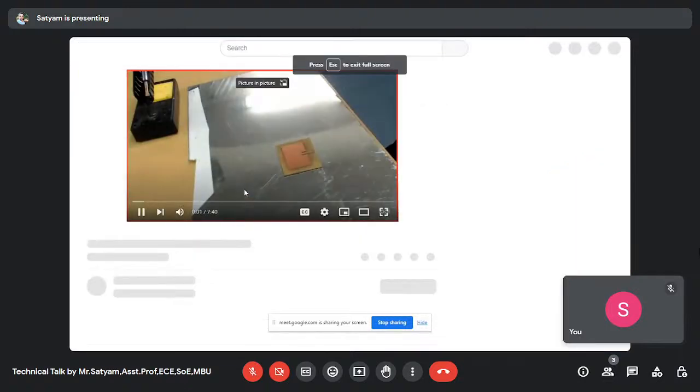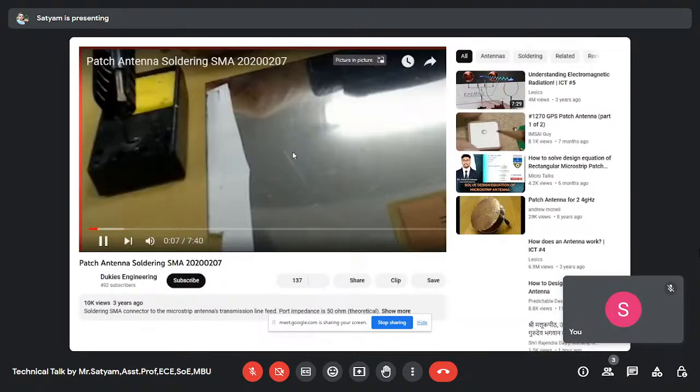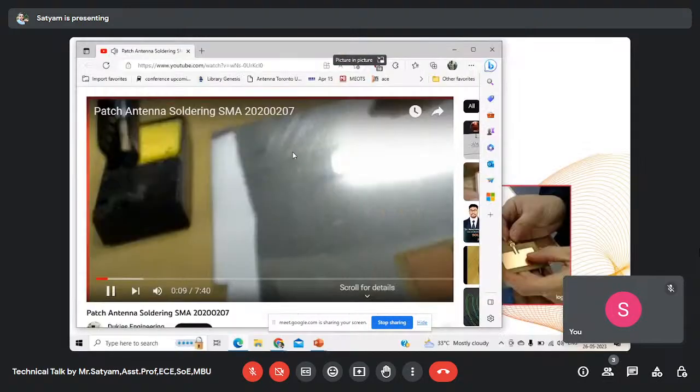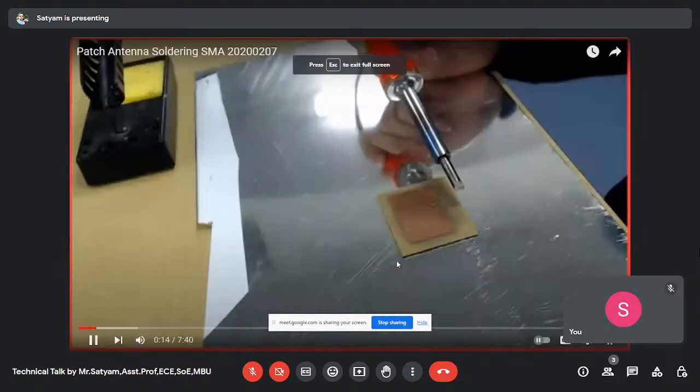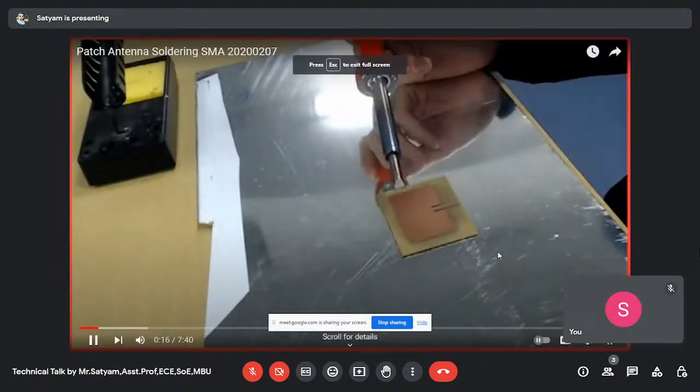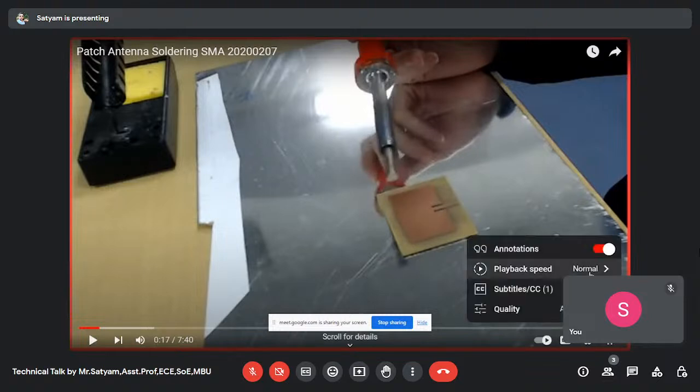Hi, hello. Welcome to this tutorial on how to solder a USB connector to a patch antenna. What we see here is a rectangular patch antenna with transmission line and feed. So he will solder, right? We'll just see the technique of how to do it.